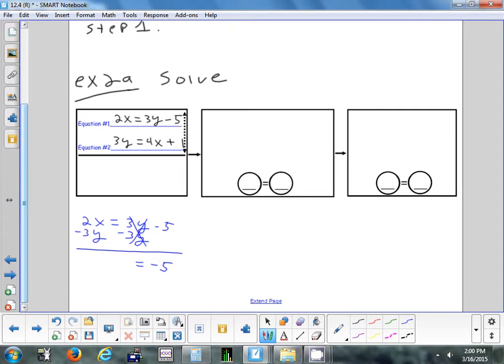Now, can I combine the x and the y here? No. Why not? They are not the same, different variables. Just leave it like that. And see the order I wrote it in? I wrote it in alphabetical order. X comes before Y, that's why I wrote it first. It doesn't matter whatever letters you're dealing with, I would suggest putting them in alphabetical order. This helps keep you more organized. So now we've done the first equation. Now we're going to look at the second one.